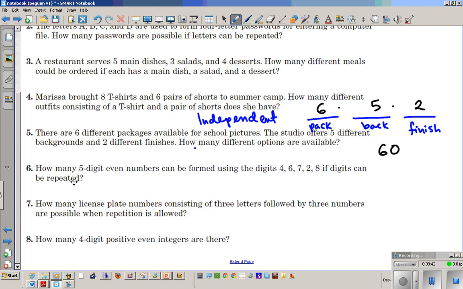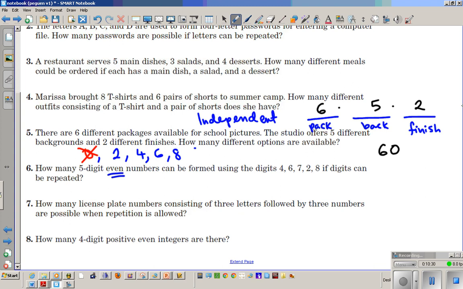Okay? Alright, number 6. How many 5-digit even numbers can be formed using the digits 4, 6, 7, 2, 8 if digits can be repeated? So how many 5-digit even numbers? A number that's even basically means that the last digit has to be 2, 4, 6, or 8. It can be 0, but there's no 0 here. These are the only choices that you have in this problem for even numbers. Numbers ending with 0 are even, but it doesn't apply here since 0 is not on the list.